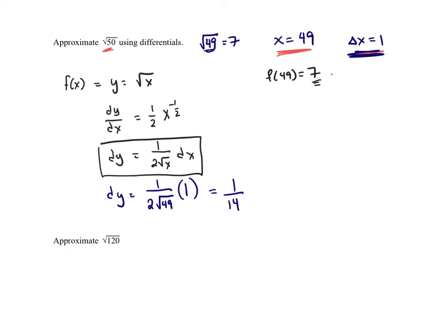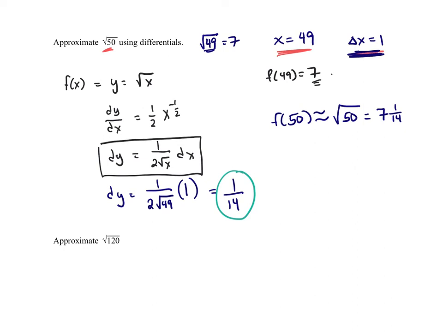So for my approximate value for f of 50, if I want to know approximately what is the square root of 50, well, it's just 7 plus this change to go from 49 to 50. So it's really, really close to 7 and 1/14. So the square root of 50 is very, very close to 7 and 1/14.